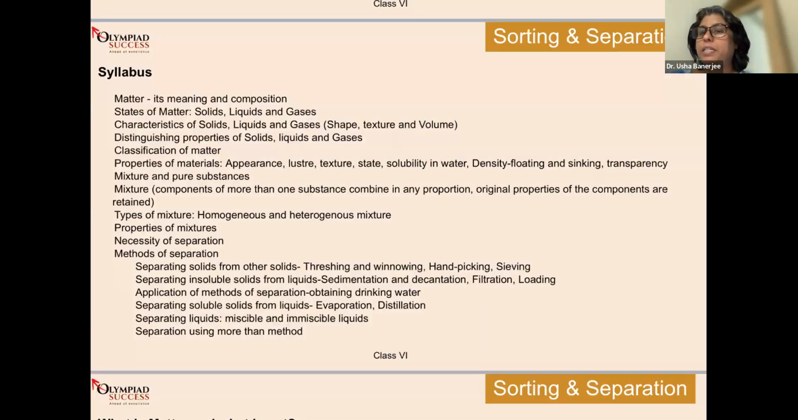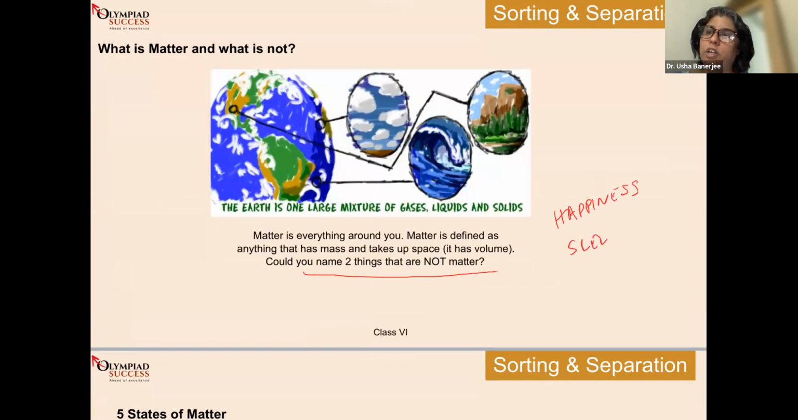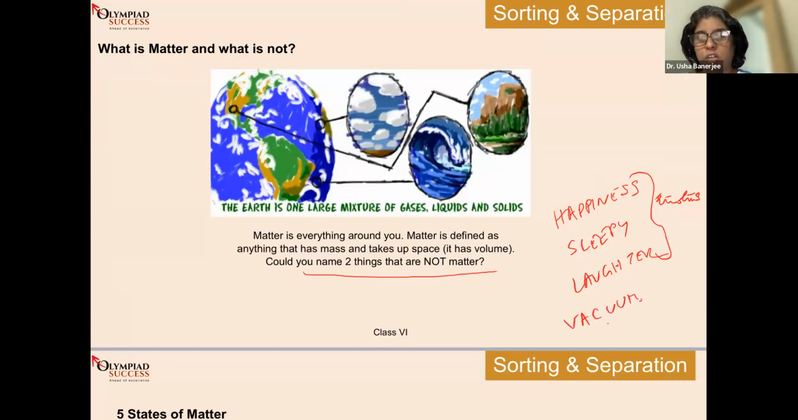Something which is not matter, anybody? Can you name two things which are not matter? There's nothing called nothing in the world, Ruma. Yes, correct. Happiness is not matter. If you're feeling sleepy, that's not matter. When you laugh, it's not matter. So all your emotions, if you're feeling hungry, that's not matter. And yes, vacuum is also not matter. So vacuum does not have any mass. It does not occupy space.